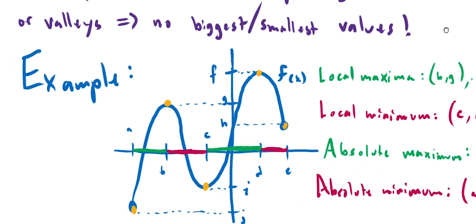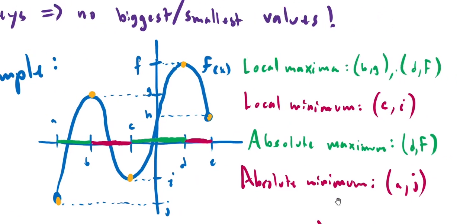Here's one that's a little less boring. Let me get this in frame. So this function starts here, it goes up, it goes down, it goes up, it goes down. Where are its local maxes and mins? What is its absolute max and min? So here I've drawn some dashed lines to kind of show the y values. At a, it starts increasing, stops increasing here and starts going down.